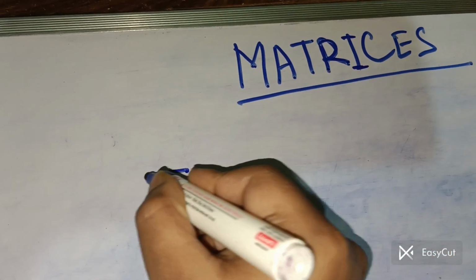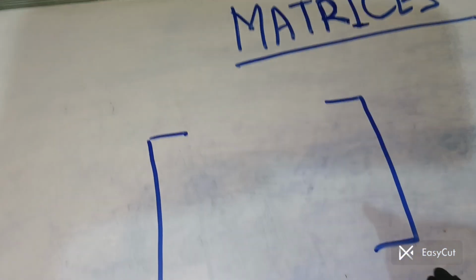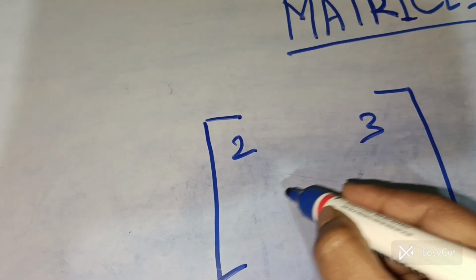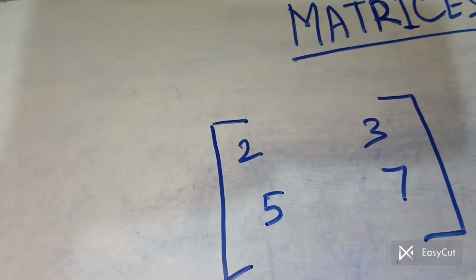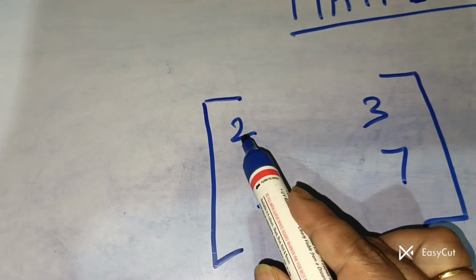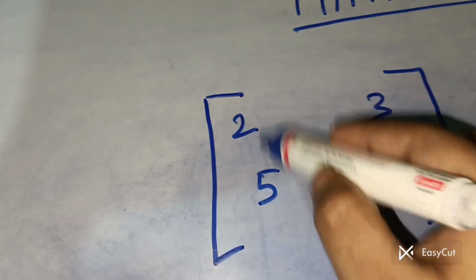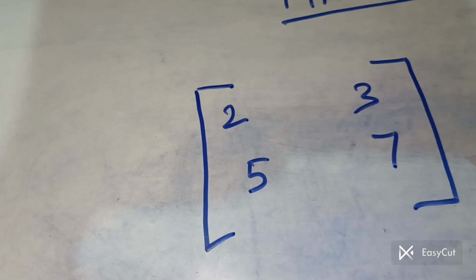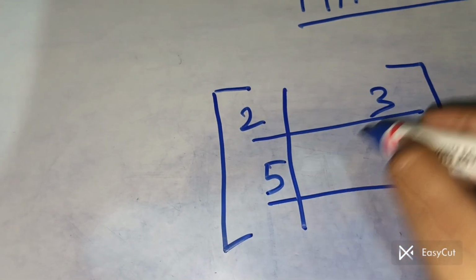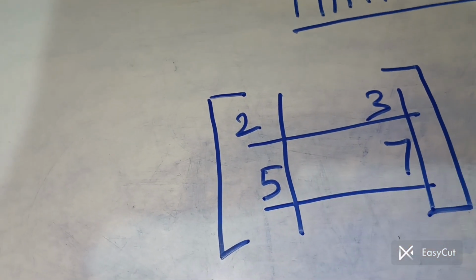Like if we see like this, how do we represent matrices? In the third bracket we write the numbers. Suppose we are writing 2, 3, 5, 7. Okay, so we can see here these are in the form of either vertical or horizontal lines, isn't it? These are called the rows and this one the columns. This is the row and this is the column.